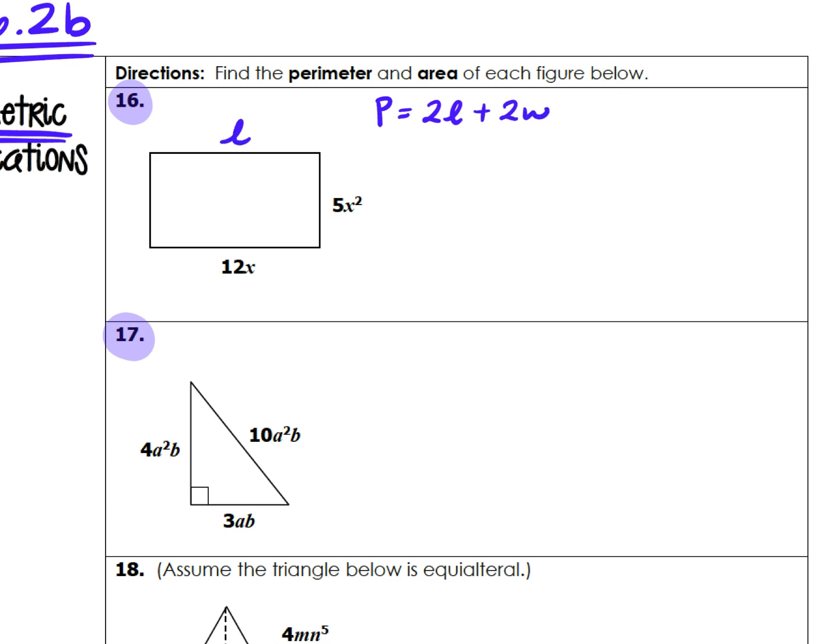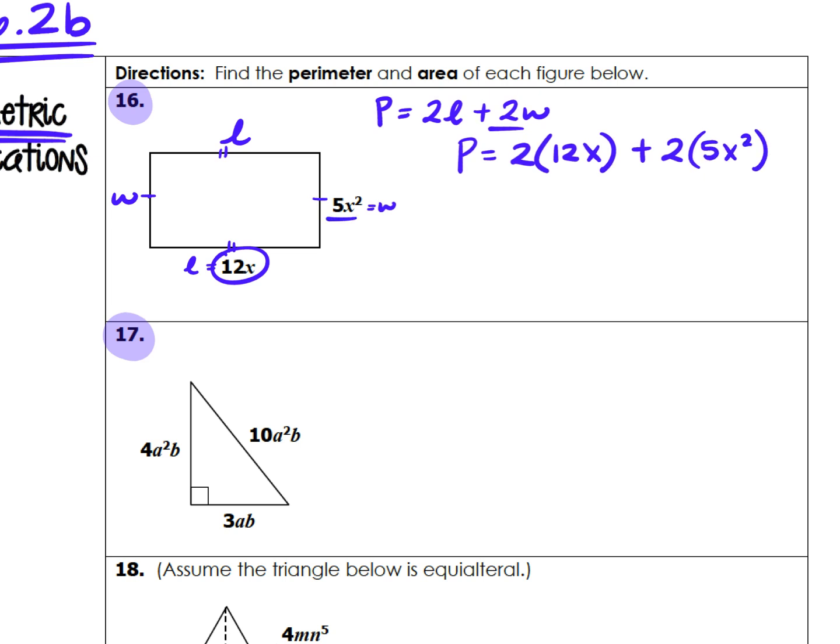So we'll call this our length, this our width. So we're just gonna substitute what we know. In a rectangle, opposite sides are congruent. That's what these little markings mean, that they're equal, they're the same length. So this is our length and this is our width. So if I want the perimeter of this, I'll say 2 times my length, so 2 times 12x, plus, and now back up to here, 2, and then times my width. And my width is 5x squared.